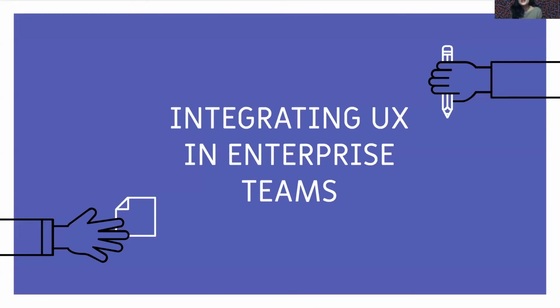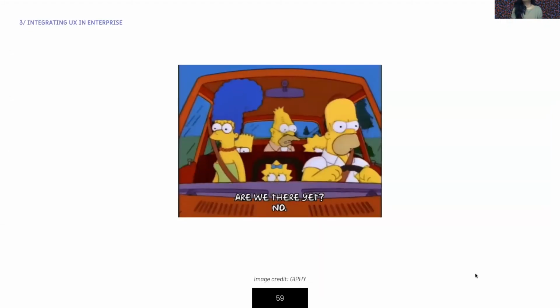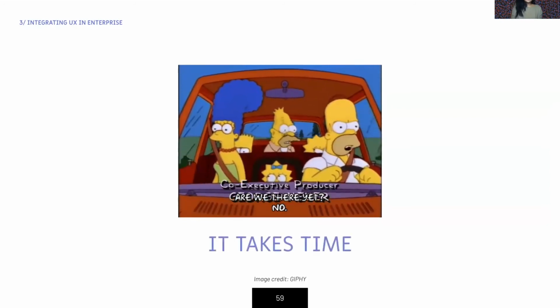So, integrating UX and enterprise teams. This is essentially a list of things that Ashoomi and I thought about when we were trying to navigate our UX career in enterprise. Now, just so you know, it's going to take time. You're going to ask, are we there yet? Usually the answer is no. You're going to continue learning throughout the journey. For me, it was 5 years.